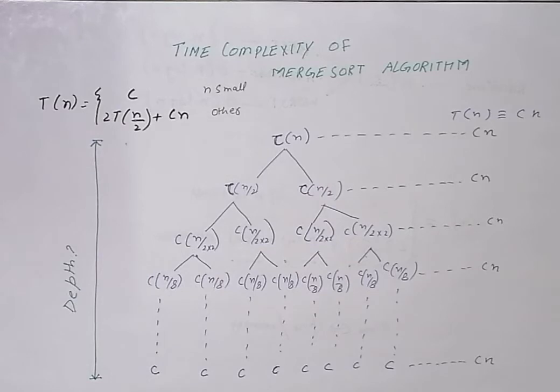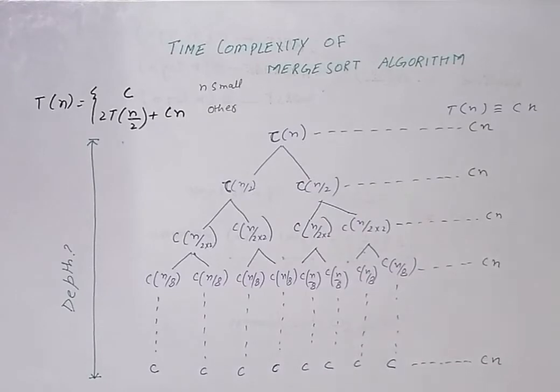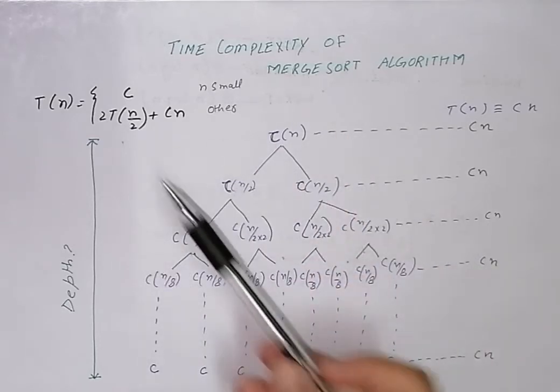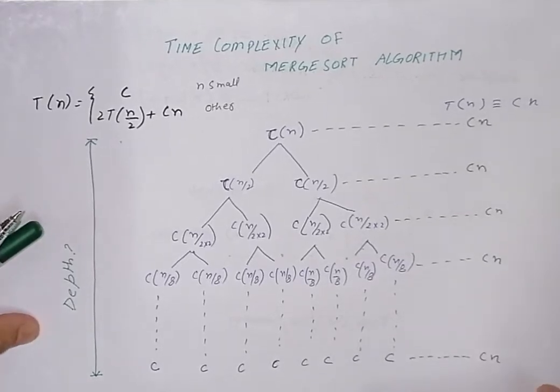I need to figure out the value of this depth, or the d basically, because if I multiply that depth with the cost, I'll be able to figure out the overall time of this merge sort algorithm, the overall computational time, or the time required by this algorithm in order to perform the task.